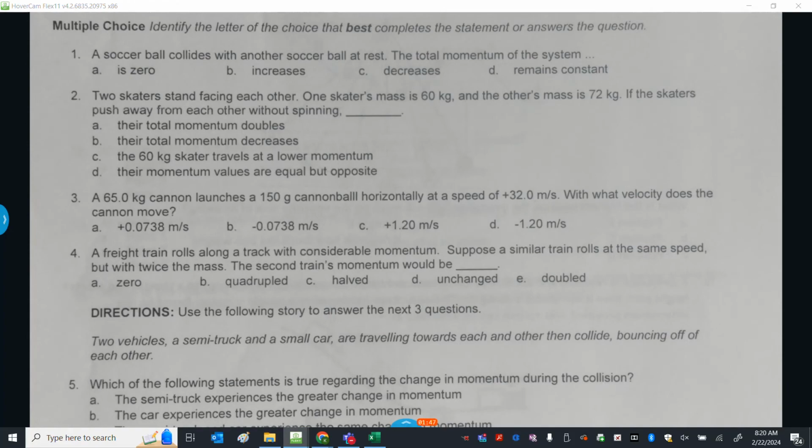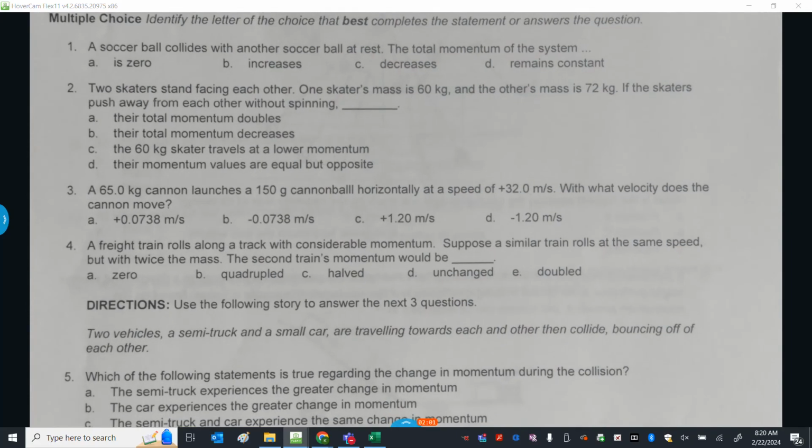Only one person missed that. Hopefully, if you did miss it, maybe you misbubbled, I don't know. But make a note or a mental note or whatever, but you guys need to know conservation of momentum. It's one of the main topics for this unit. Are there any questions about number 1?